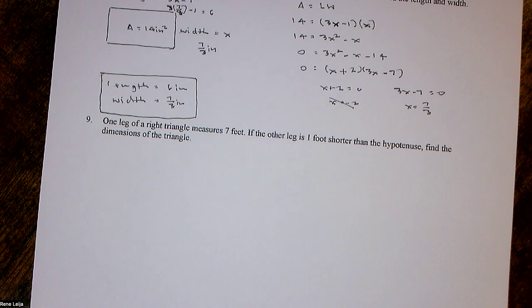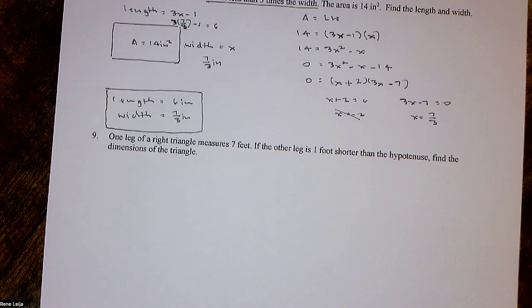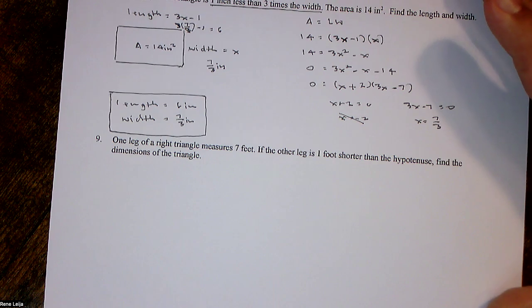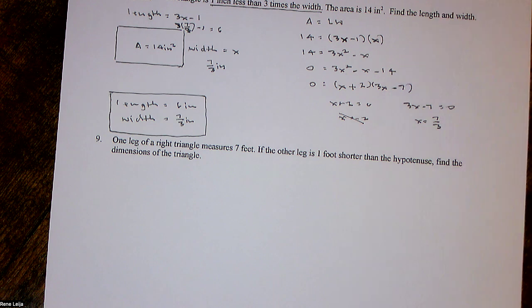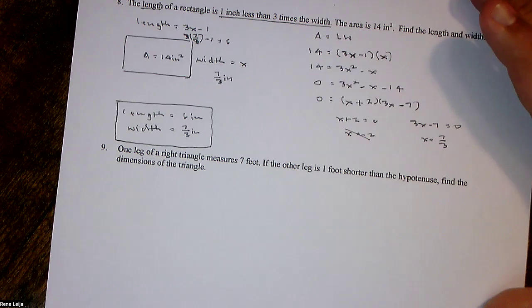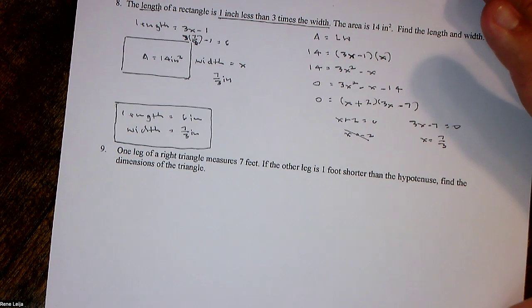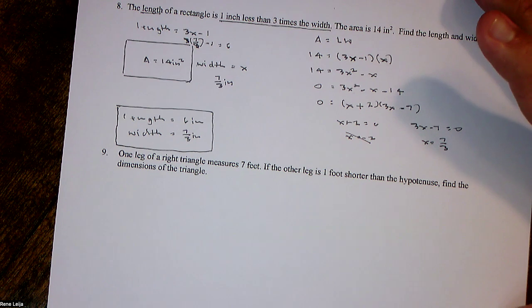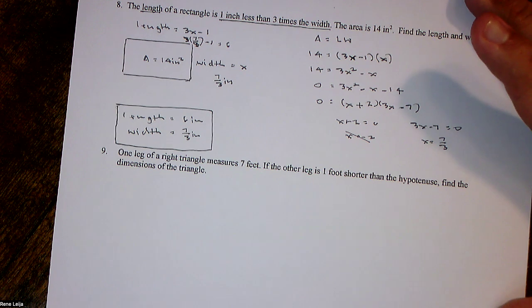Now, these examples have been nice because we've been able to guess. All right. But sometimes you do have to use the AC method. So you might want to make sure that you are good with that. All right. Number 9. Last one. One leg of a right triangle measures 7 feet. If the other leg is 1 foot shorter than the hypotenuse, find the dimensions of the triangle.